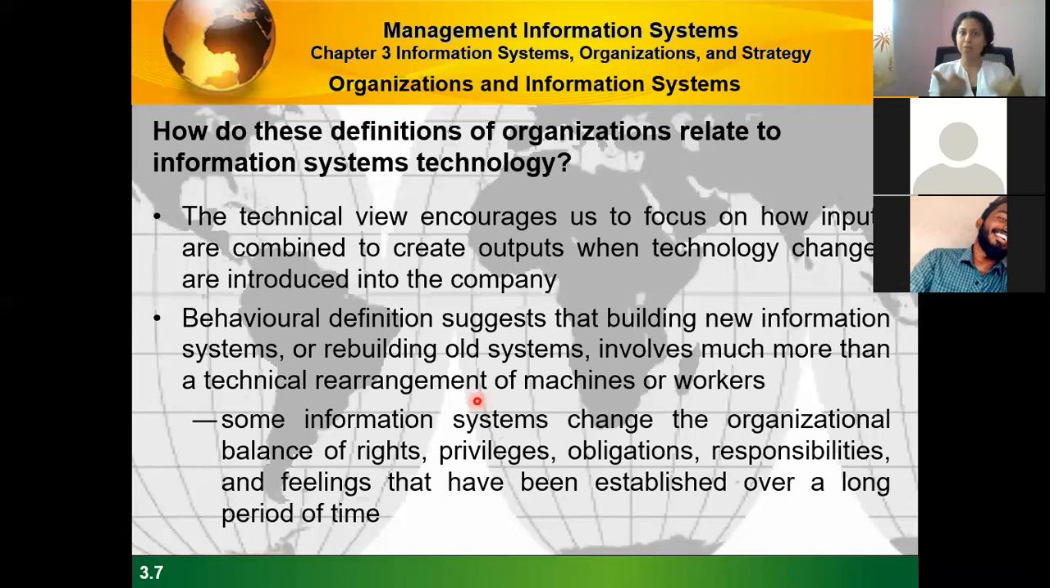But in the behavioral view, what we look at is that some information systems change the organizational balance of rights, privileges, obligations, responsibilities, and feelings that have been established over a long period of time. Because of some information systems, an organization can have a change in rights. People may change the way they formerly had rights to information. The former privileges, obligations and responsibilities they had may change.